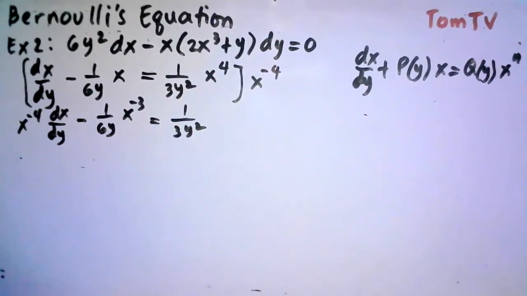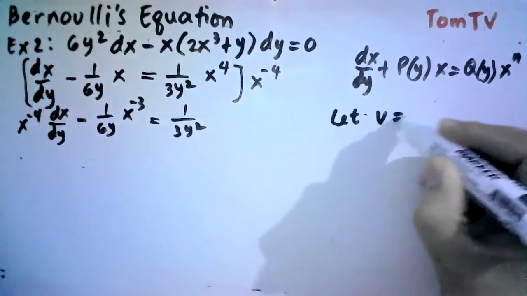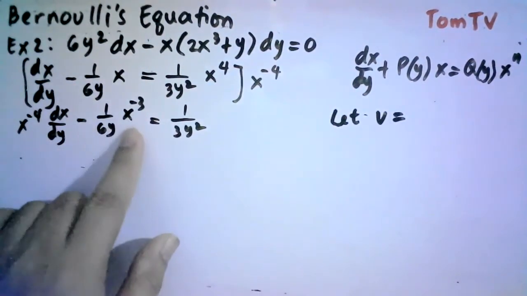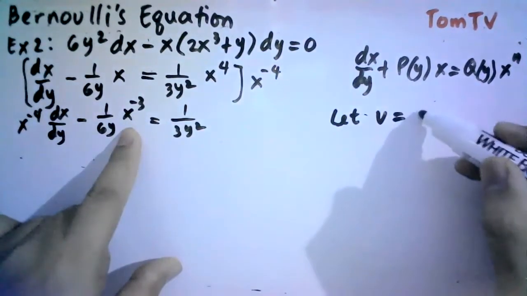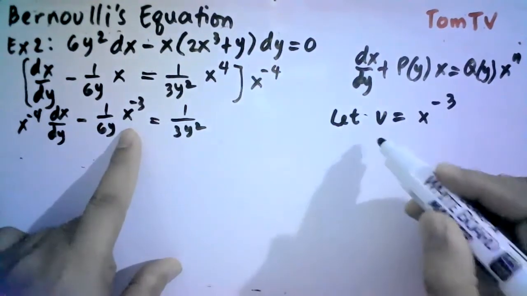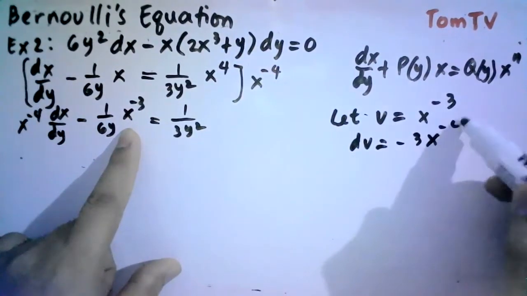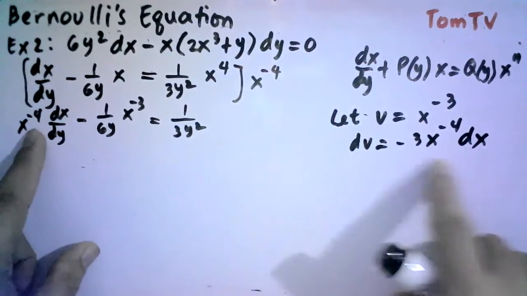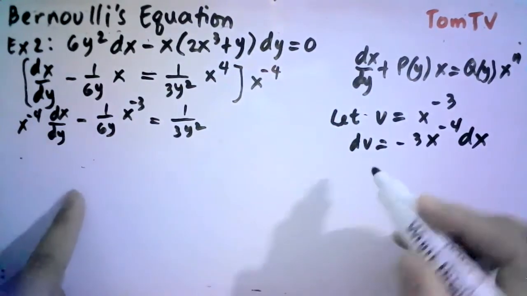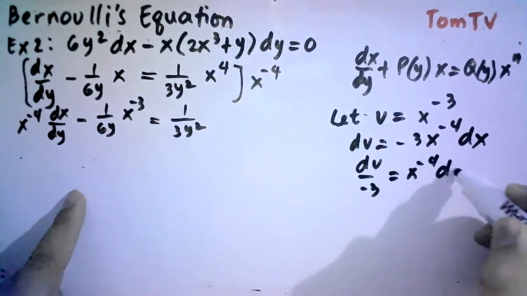This time we will proceed to substitution. Let v equal whatever the value here, that is x negative 3. We will make use of let v equals x negative 3. And then we take the derivative of v, which is equivalent to negative 3 x negative 4 dx. If you have noticed x negative 4 dx, we need this one to substitute to this part, so that dv over negative 3 equals x negative 4 dx.